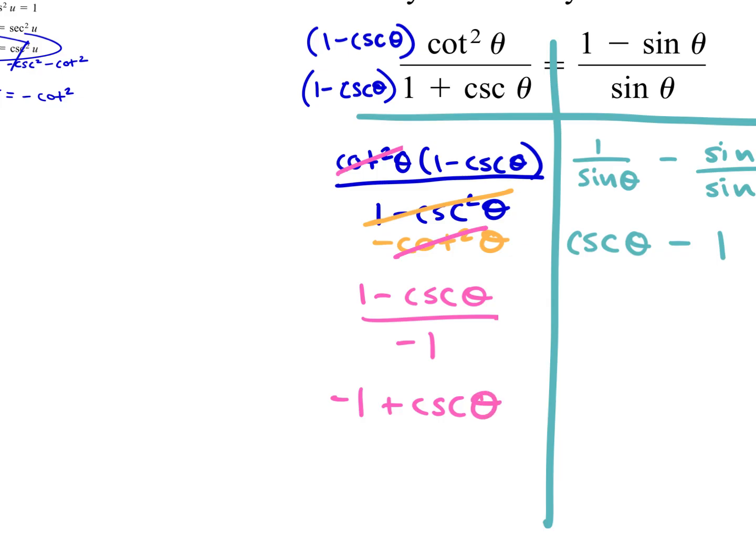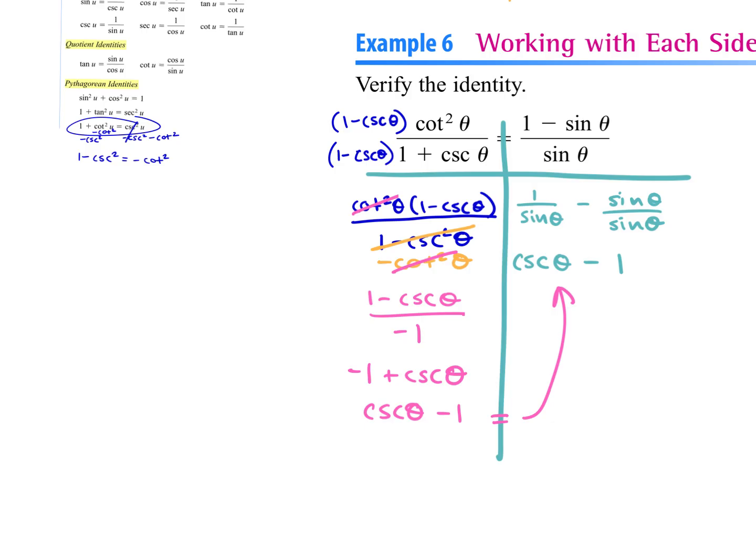What's our goal? Cosecant minus 1, which is the same thing, just the order switched. So we can switch the order, cosecant minus 1. So we're not changing the signs. The signs stayed the same here. We just rearranged what came first to make it match. Any questions here?